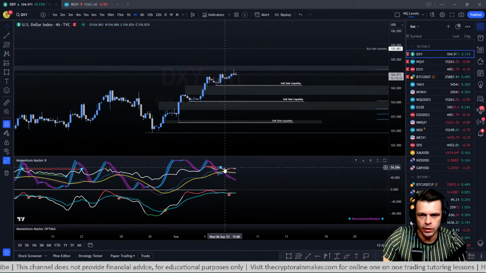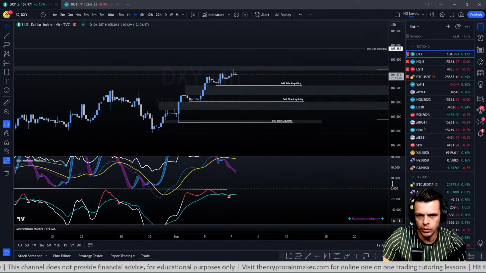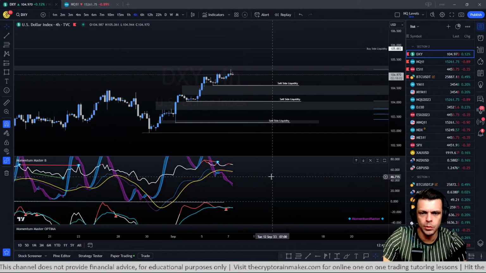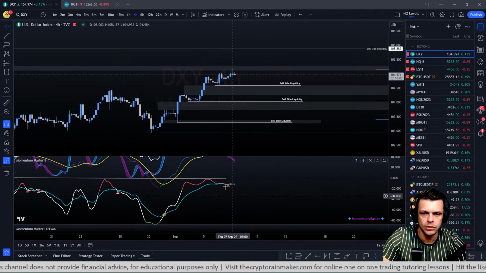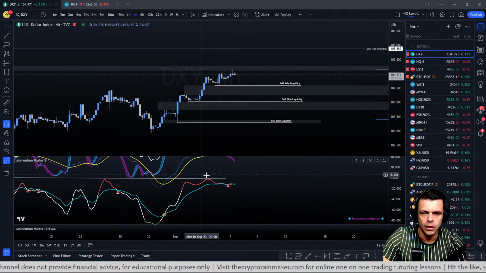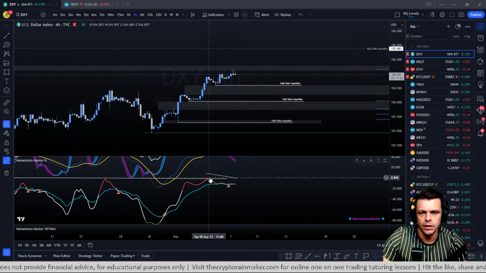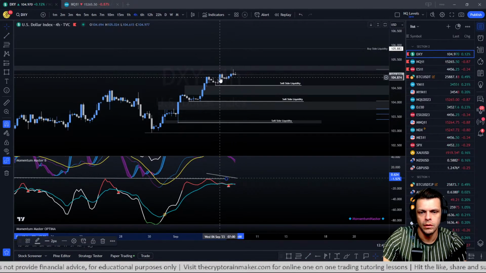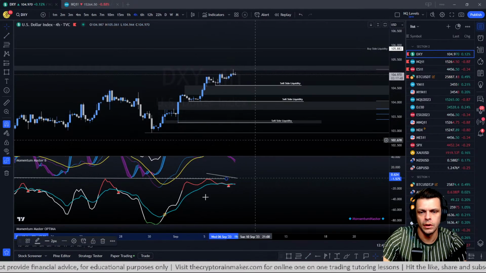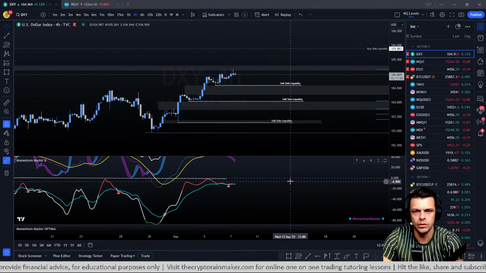Okay, so most of the oscillators are basically pointing to the downside. RSI is pointing down, MACD, stochastics, and it looks like the Williams is starting to roll over. Also a bit of a bearish divergence right there. So a swing high to a swing low, and a swing high to a swing high. So that's a bearish divergence.